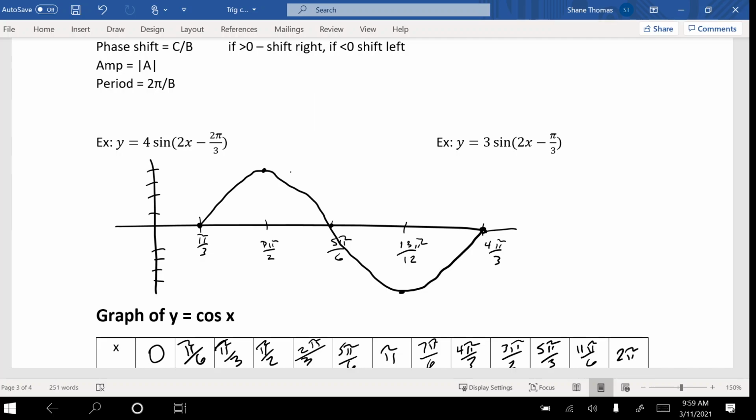Okay. Now the next one is very, very similar. So what do you think you're going to do? You're going to do it yourself. You do not have to graph it. I am fine if you don't graph it. Give me the amplitude, period, phase shift, and the 5 points. So I'll give you a few minutes to try that right now.